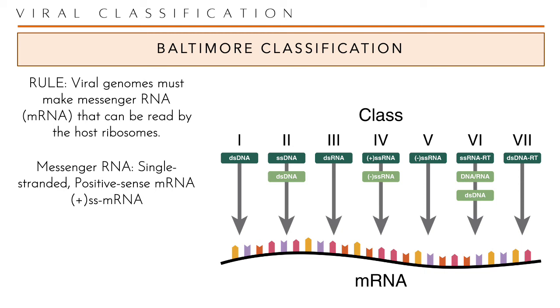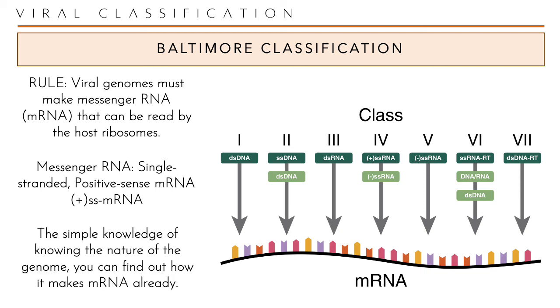And you have to remember how they get from, for example, class 1, from a dsDNA, how they become an mRNA. How does a class 5, negative ssRNA, become positive? All right? Because with the simple knowledge of the nature of the genome, you can think already how the replication happens. Why is it important? You don't have to remember every replication process for every virus. You just have to remember 7. And you have to remember what virus falls into what class.